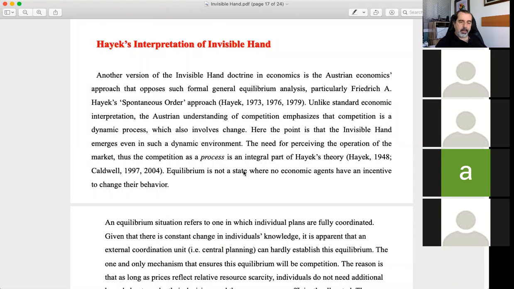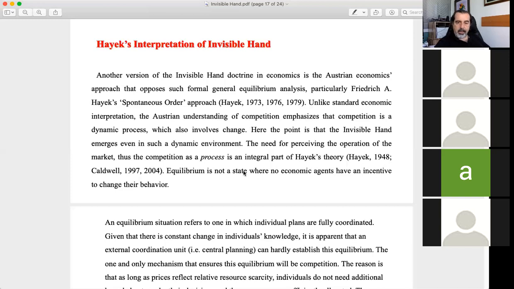Hayek, or the Austrian tradition in general, opposes formal general equilibrium models, that of Walras, for example. And in his spontaneous order approach, Hayek emphasized that competition is a dynamic process, which also involves change, even evolution. So the point is that the invisible hand emerges even in such a dynamic environment. Later, Hayek connected this idea to the notion of evolution. This emergence of the spontaneous order is an unintended outcome of a long history of change or evolution in general. And even the reproduction follows an evolutionary path, we can say.